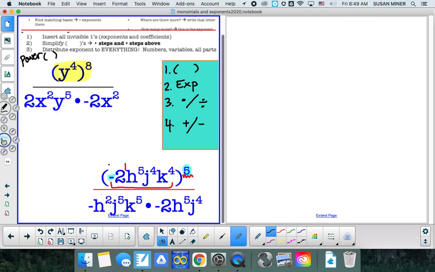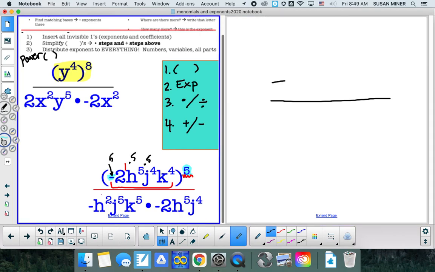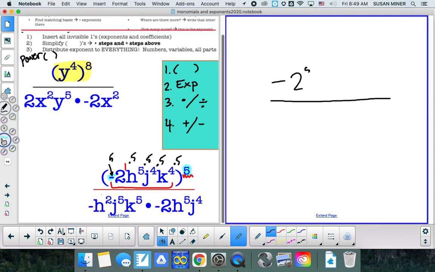And even this negative is being affected by that exponent of 5. I have 5 negatives in this problem. So the top half of my equation over here is going to be negative. It's going to come out negative because of those 5 negatives that are inside the parentheses. Then I'm going to go ahead and multiply each of these by 5 in order to distribute the exponent. I'm going to end up with 2 to the 5th power, h to the 25th power, j to the 20th power, k to the 20th power.